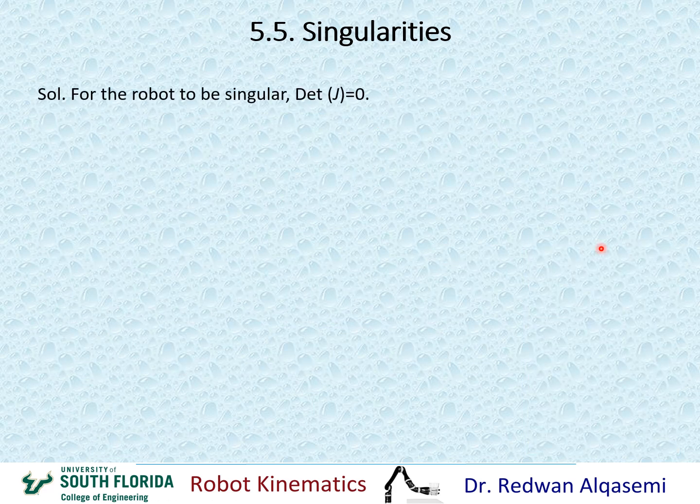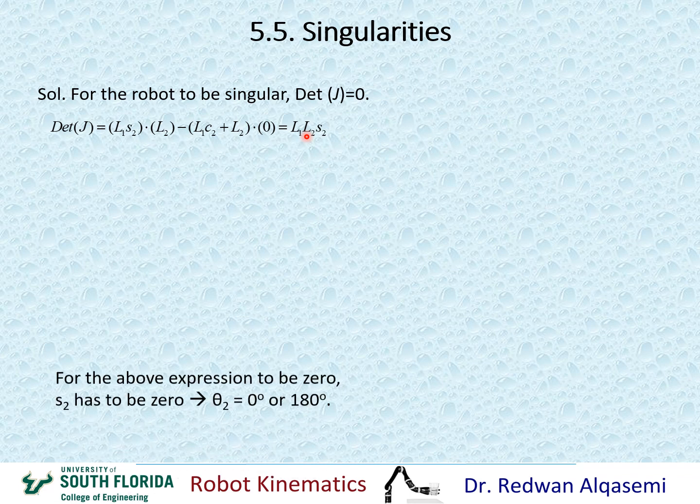To start the solution for this problem, let's look at the determinant of the Jacobian. As we saw earlier, the determinant of the Jacobian has to be set to 0 in order to have a singularity. Since the Jacobian is given, I just have to find its determinant, which is the diagonal elements minus the off-diagonal elements, and that gives me L1 L2 times S2. If I want to set this quantity to 0, I need to find what makes it equal 0. As we know, L1 and L2 are lengths, so they cannot be zero. That means S2 has to be 0 in order for this quantity to be 0.